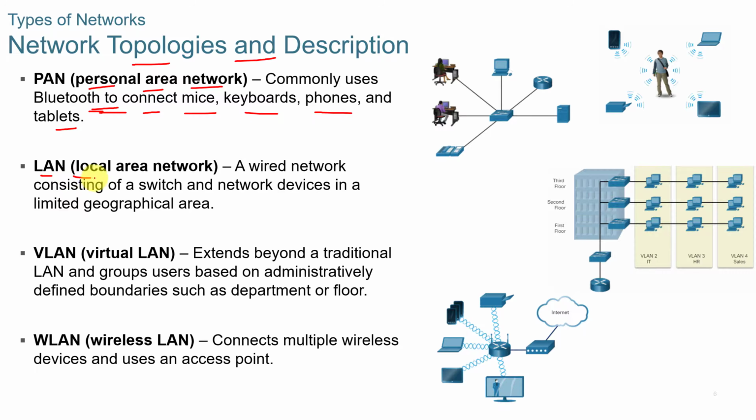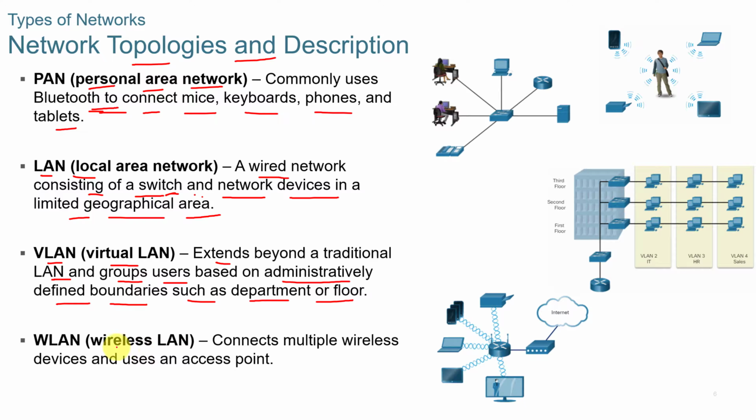The next one is the local area network. That's a wired network consisting of a switch and or a router, but usually a switch and a network device in a limited geographical area, usually like a classroom or a small office building. And then you have virtual LAN or virtual local area network. That extends beyond the traditional LAN, and it groups users based on administratively defined boundaries, such as a department or a floor. So if you wanted to segment off the sales group versus the accounting group versus the administrative group, you could do that with a VLAN.